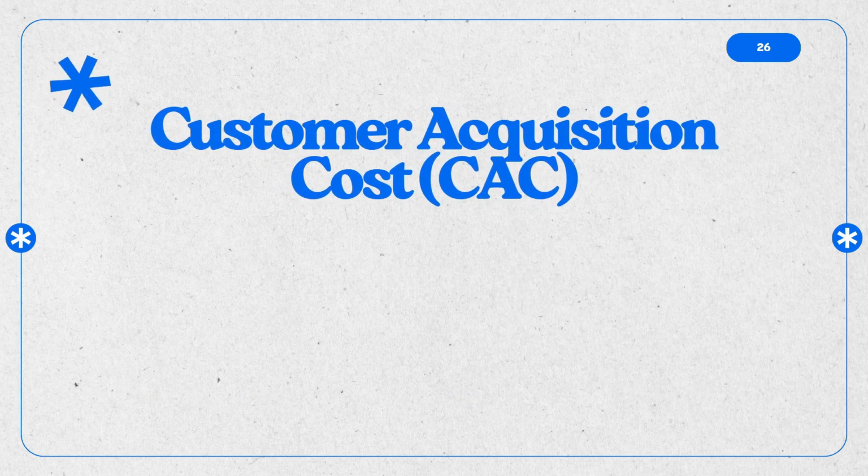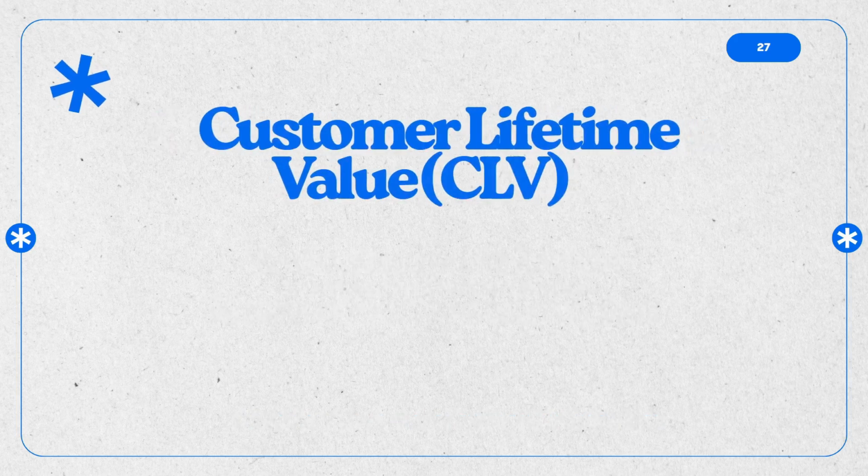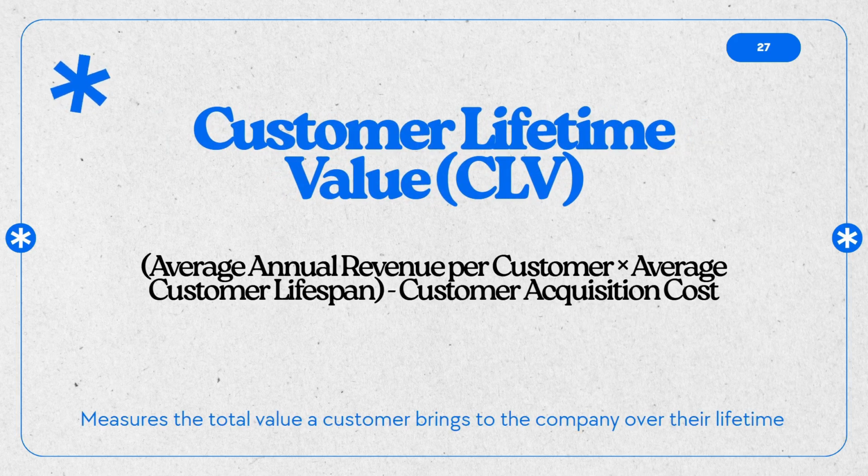Customer acquisition cost, CAC, is total marketing and sales cost divided by number of new customers acquired. This measures the cost of acquiring new customers. Customer lifetime value is average annual revenue per customer multiplied by average customer lifespan. This measures the total value a customer brings to a company over their lifetime.